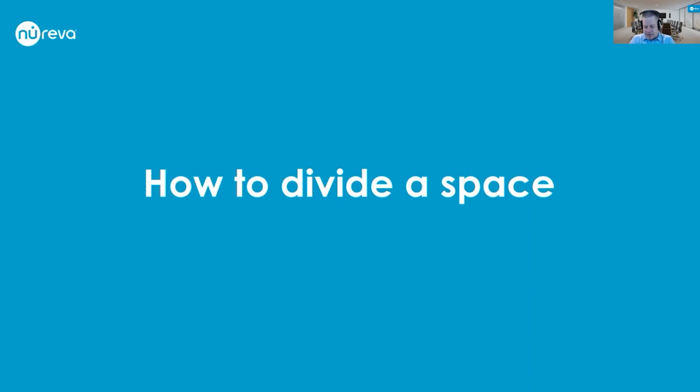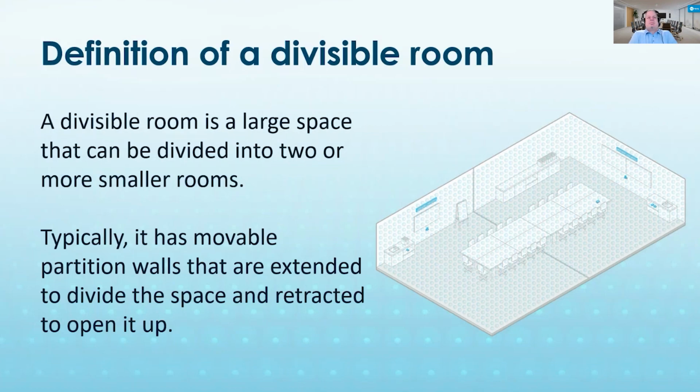So, of course, how to divide a space, that's what we're here to talk about today, and let's jump right in. So, first off, well, let's give a definition. A divisible space is a large room that can be divided into two or more smaller rooms. Typically, it has a movable partition, walls that are extended to divide the space and retracted to open it up. Just a quick note on those partition walls. They should be as acoustically opaque as possible. You do not want sound transmitting from one space to the other when those rooms are divided.